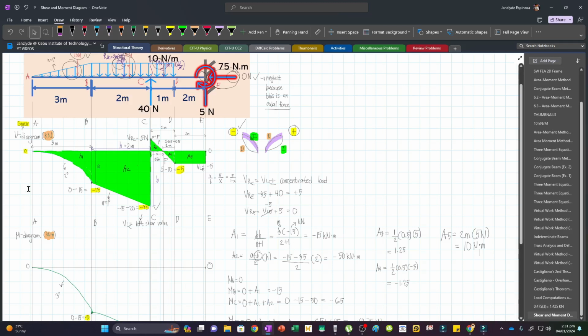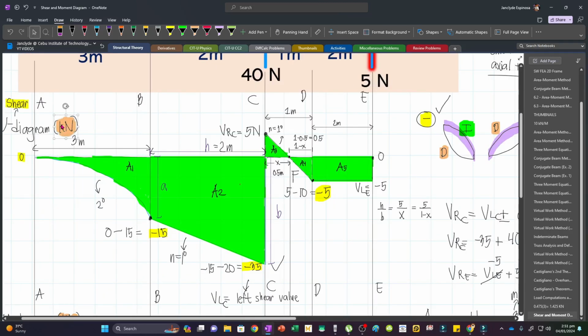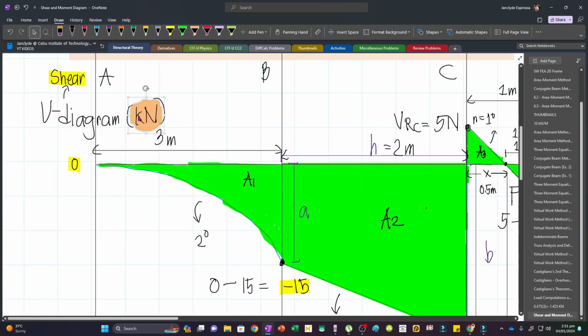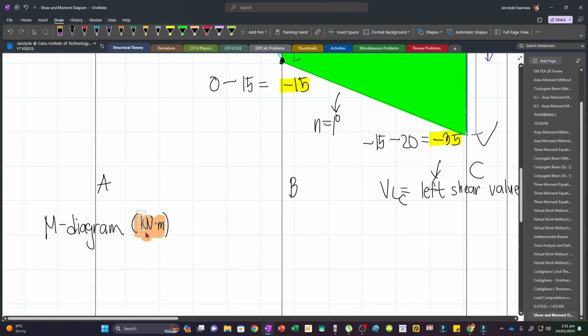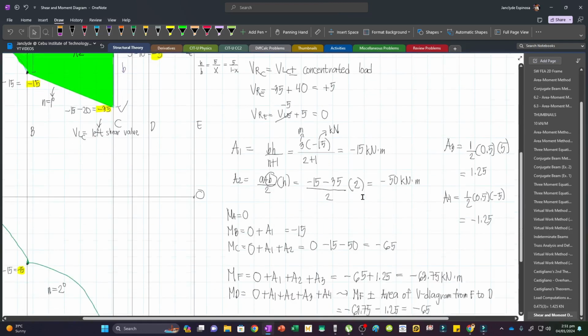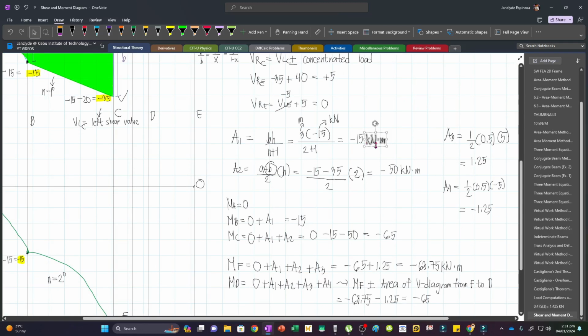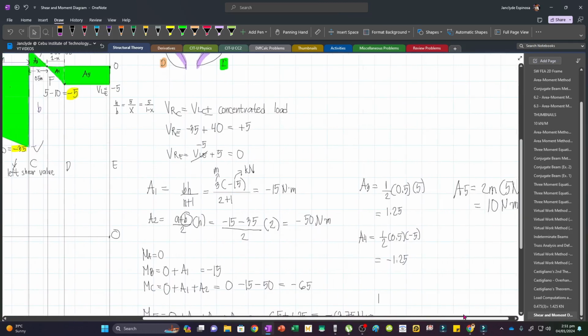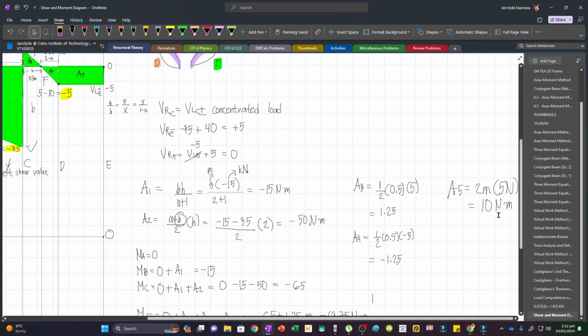Now we made a mistake here. This is supposed to be newtons. I'm used to kN. Sorry. But nevertheless, our values will not change. So this is N, and this is supposed to be NM. And then just disregard these units. This is also NM, and also this one. And this one too. And so again, our A5 is 10 Newton meter.